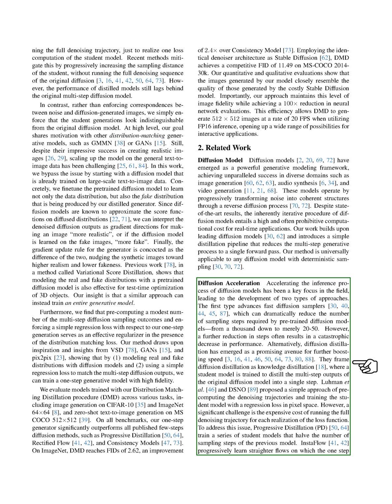Accelerating the inference process of diffusion models has been a key focus in the field, leading to the development of two types of approaches. The first type advances fast diffusion samplers, which can dramatically reduce the number of sampling steps required by pre-trained diffusion models, from 1,000 down to merely 20 to 50. However, a further reduction in steps often results in a catastrophic decrease in performance. Alternatively, diffusion distillation has emerged as a promising avenue for further boosting speed. They framed diffusion distillation as knowledge distillation, where a simplified model is trained to distill the multi-step outputs of the original diffusion model into a single step.